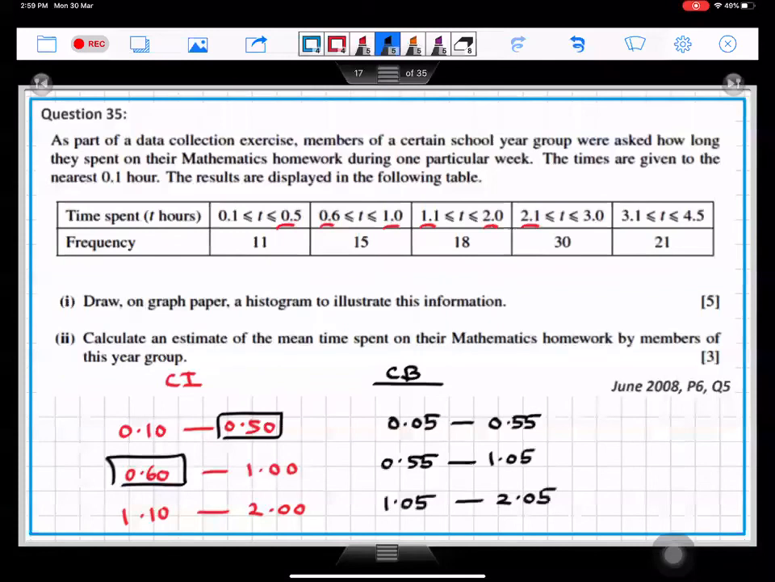So the first thing was, in order to draw a histogram, class boundaries are a must. The rest of the things will definitely come in, that is the class width, the frequency density and the height. This looked like a simple question, but it was not so simple because the data was not given in boundaries. It was given in intervals.